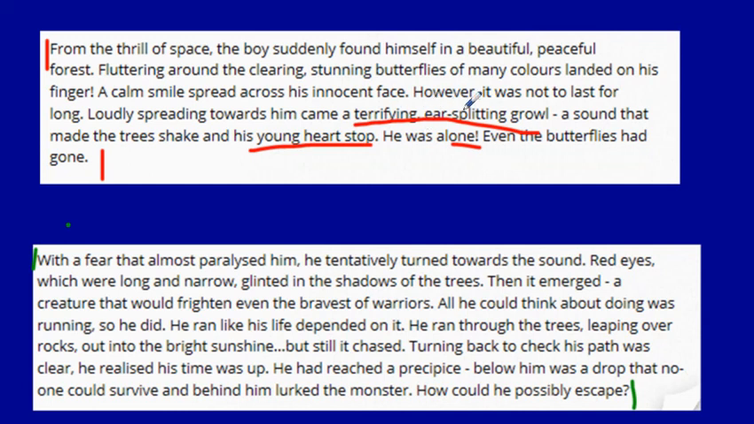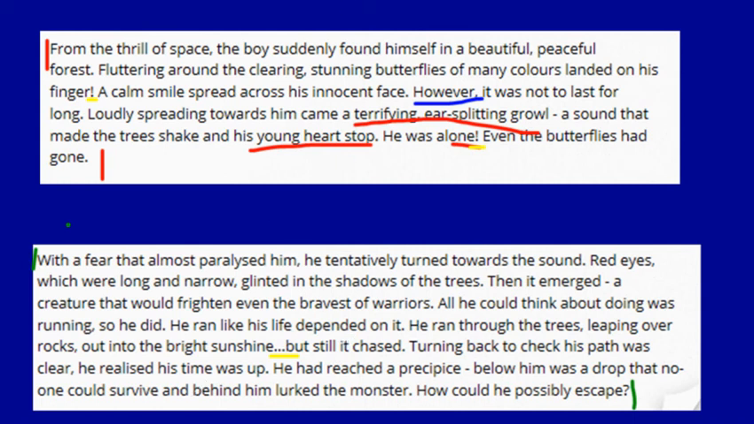Here, a terrifying ear-splitting growl. It's a fantastic example of a noun phrase. Above it we have however, which is a fronted adverbial. We also have lots of great examples of punctuation, an ellipsis that creates tension, a question mark, an exclamation mark. So here she's also used lots of fantastic things from our success criteria.